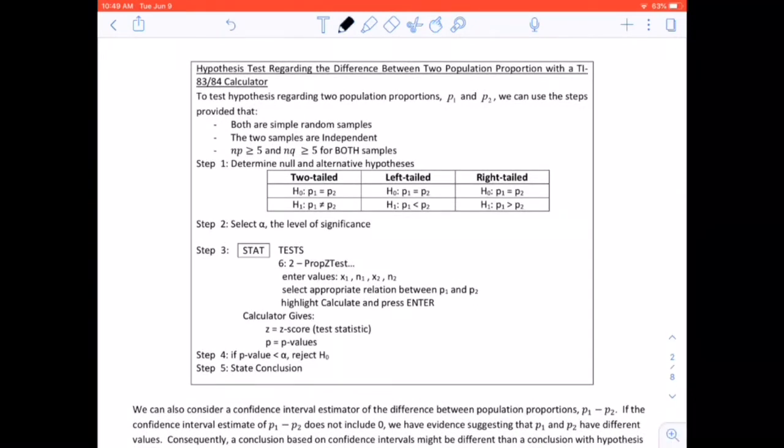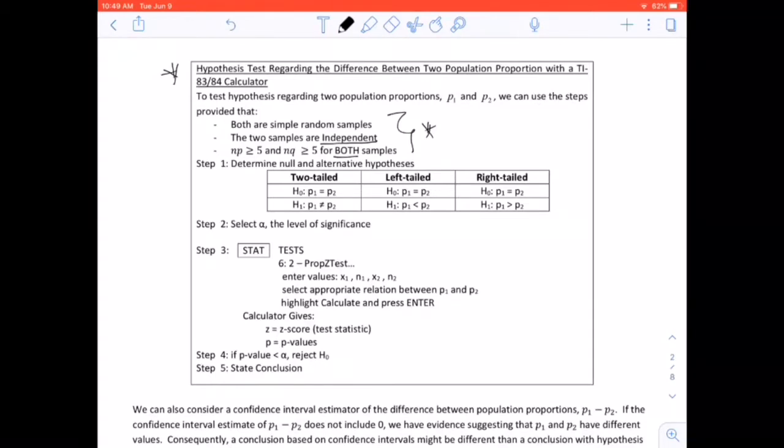So the next thing, the box, give that a star. This is hypothesis test regarding the difference between two population proportions with a TI-83 or 84 calculator. To test the hypothesis regarding two population proportions, P1 and P2, we can use the steps provided, so these are what we have to check. First thing is simple random samples for both of those. The two samples are independent, big one there. And n times p and n times (1 minus p) are greater than or equal to 5 for both samples, so a lot to check.